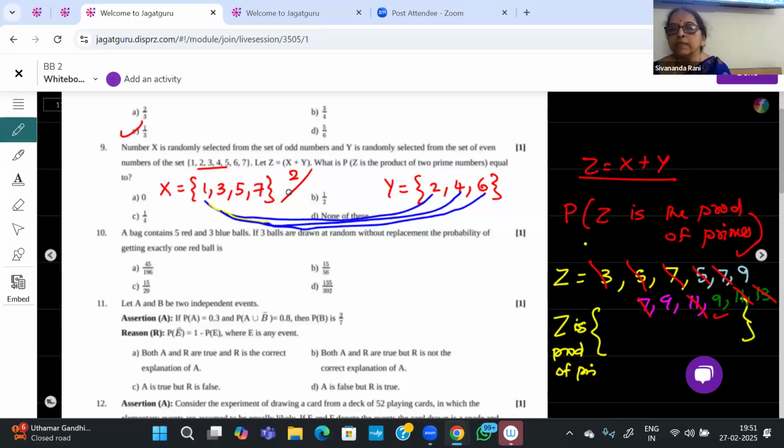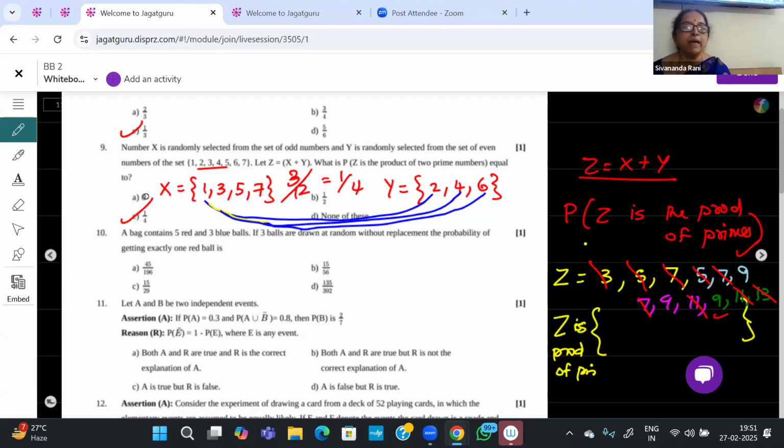What are the 3 cases? 3, 6; 4, 5; 3, 6; 5, 4; 7, 2. Oh, all right. Why did I leave it? Yeah, of course. I see. Yes, 3 cases. And what is the total number of cases? 4 into 3, 12, right? So the probability is 3 by 12. Of course, we could have made out that only 9 is the possibility.